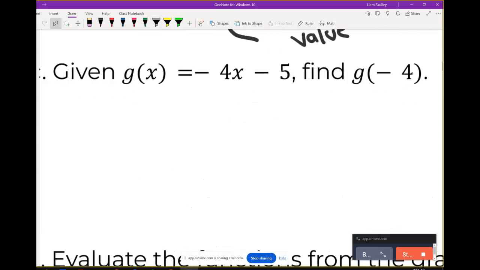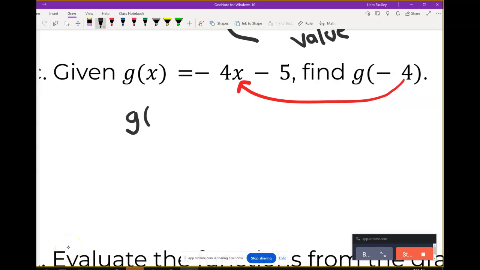So, given g of x is equal to -4x minus 5, we're going to find g of -4. Another strategy you can use, if you remember, the number that's inside of the parentheses is my input value, and it goes in for x. Draw an arrow for what it's going in for. Another good thing to do. And then rewrite. g of x is equal to -4, and then in parentheses, -4. So that's what we're substituting in for x. Then we have -5.